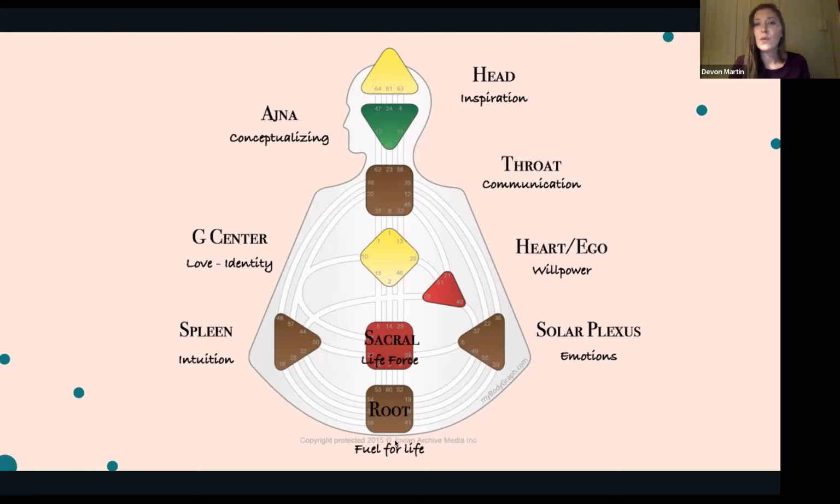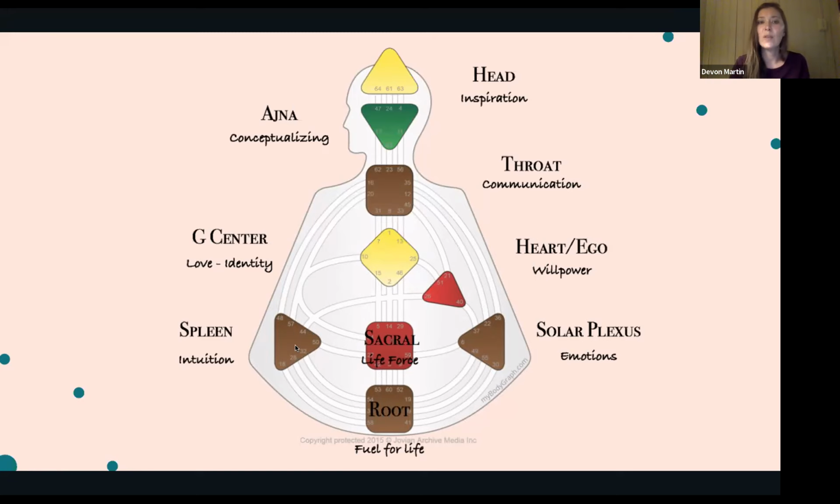When we go above the root, we have the life force center, which is the sacral. So as a manifesting generator, I know there's a few of you on here, any generator or manifesting generator is going to have this sacral defined because they are the life force of the planet. They are generating this juicy, fertile life force and supplying it to the planet.